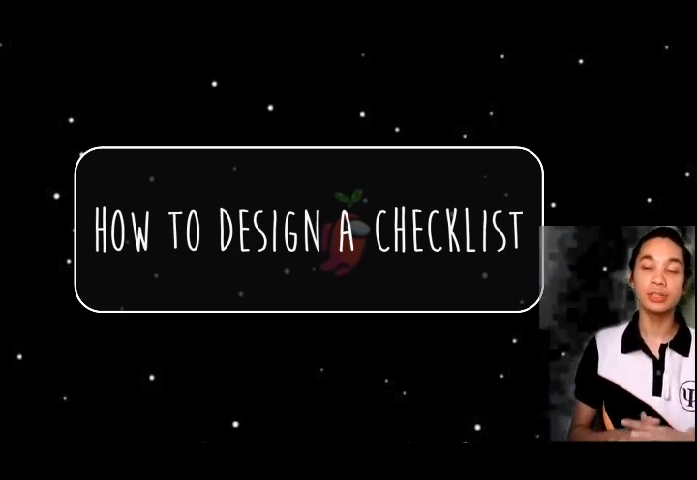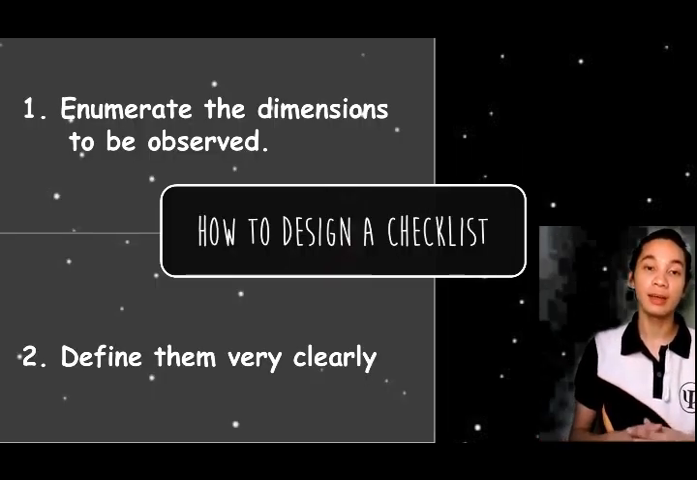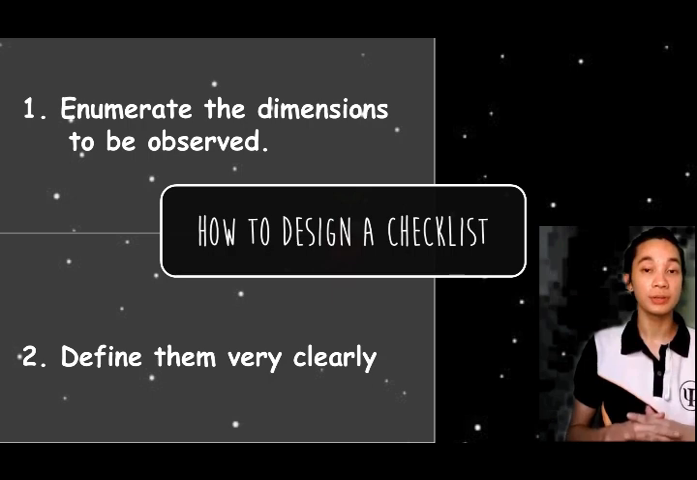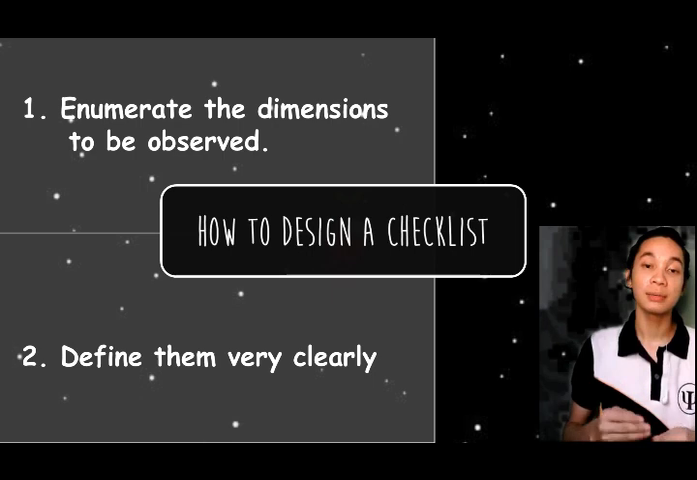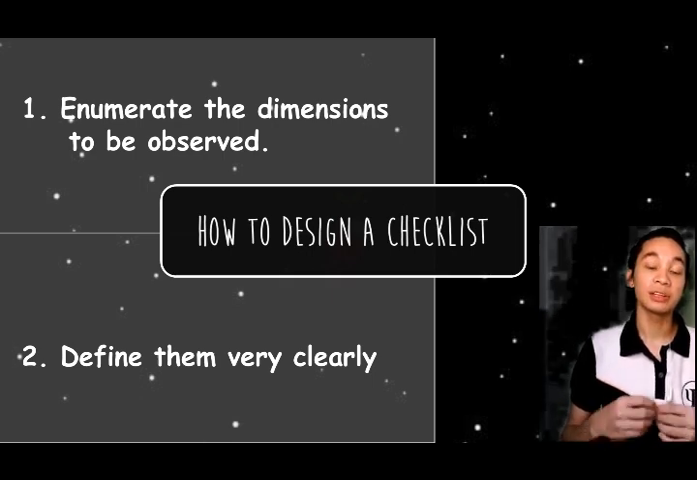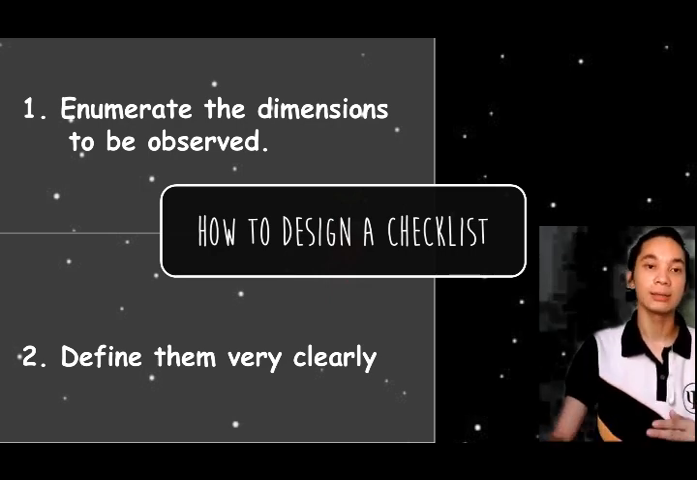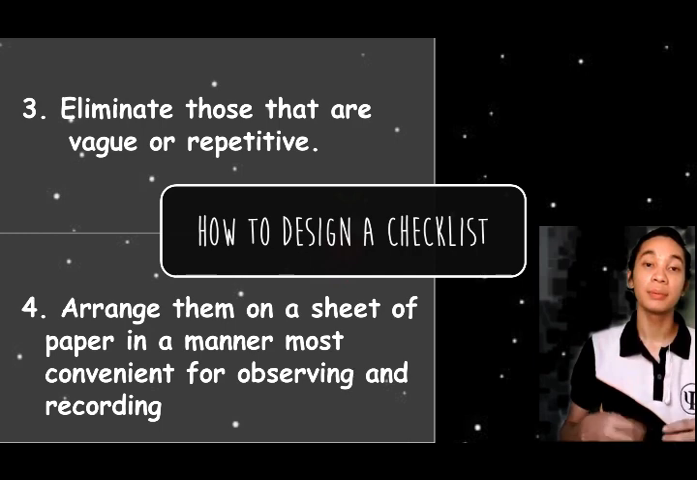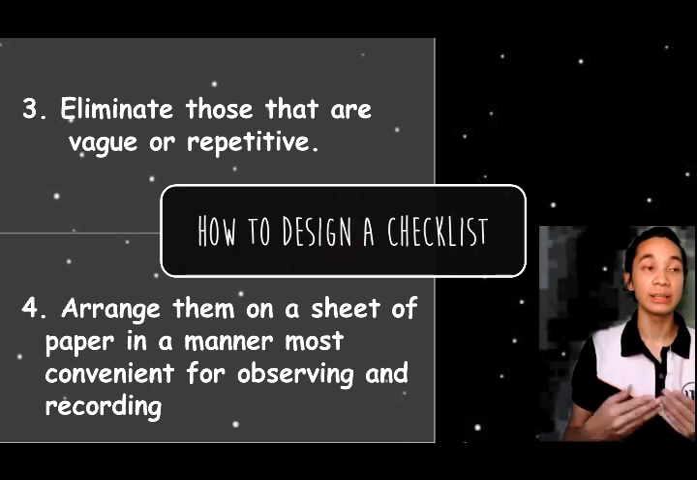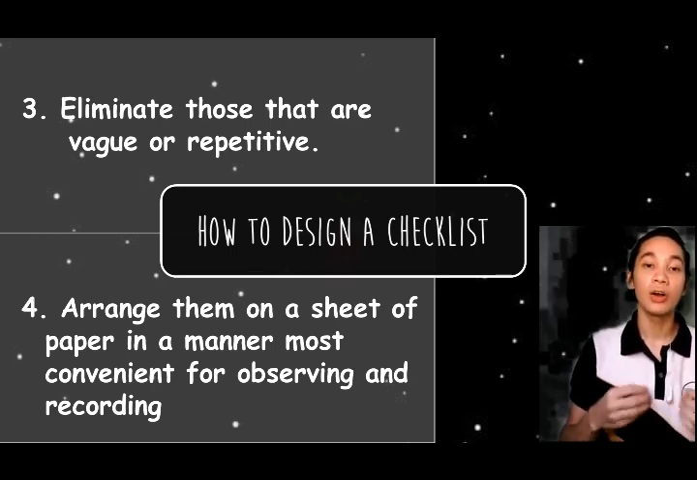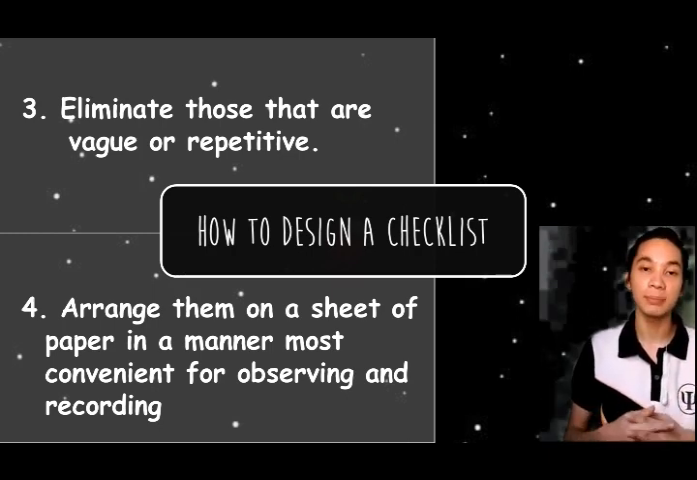How to design a checklist? There are steps in the construction of a checklist. 1. Enumerate or list down the dimensions or factors to be observed in your checklist. The second one is define them very clearly and in simple language. It is difficult to explain complex matters, so you must know what they are exactly. Third, eliminate those that are vague, which are not clearly expressed or have indefinite meaning, or eliminate those that are repetitive or have unnecessary repetition of items.